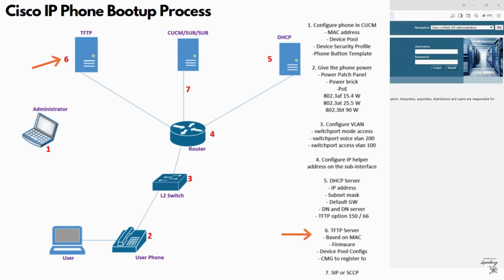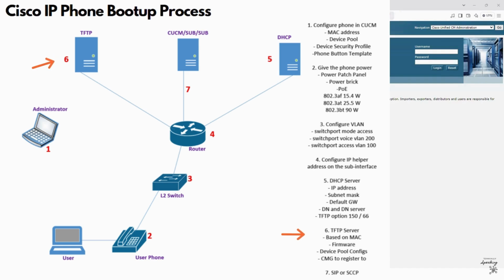So just to summarize, the TFTP server process is really that critical component of this IP phone boot up process, because it provides the configuration files based on the phone's MAC address. It supplies the firmware updates when needed and delivers the device pool settings, including the call manager group, which directs the phone to the call manager for registration.